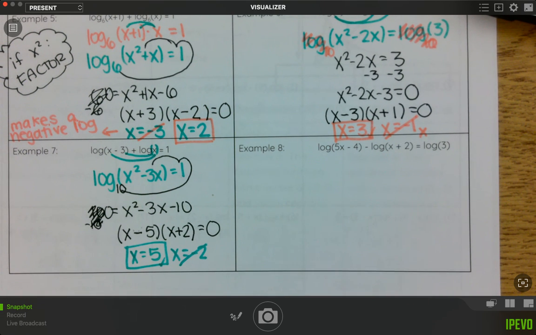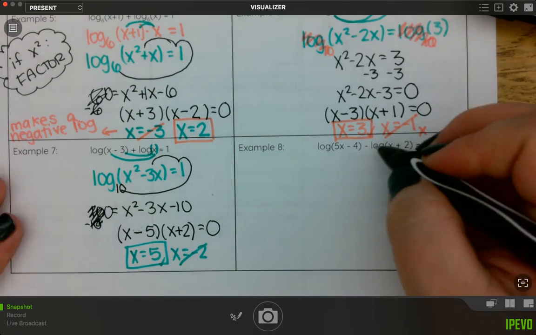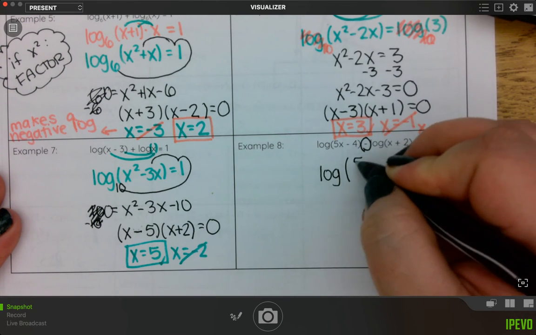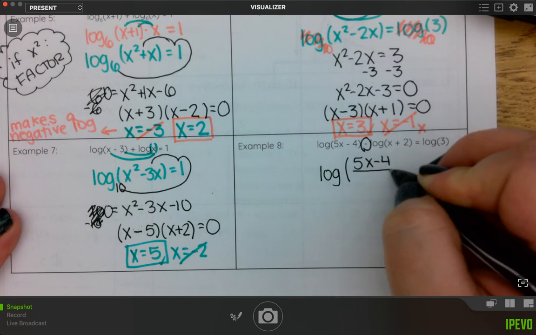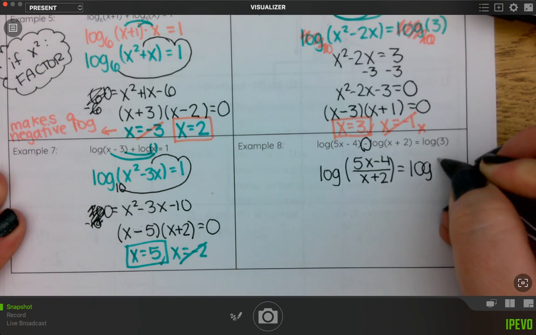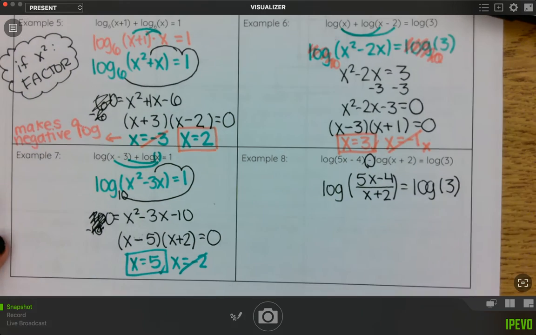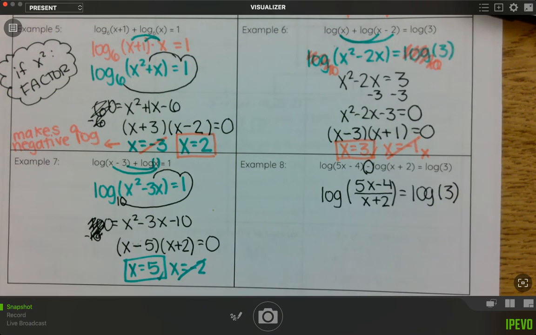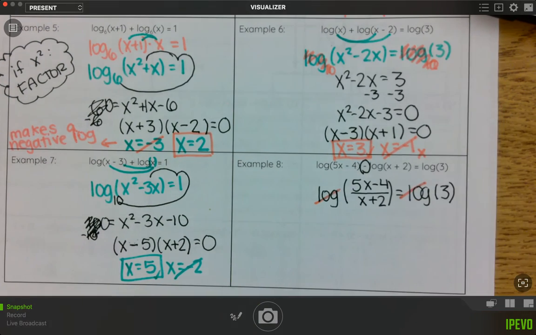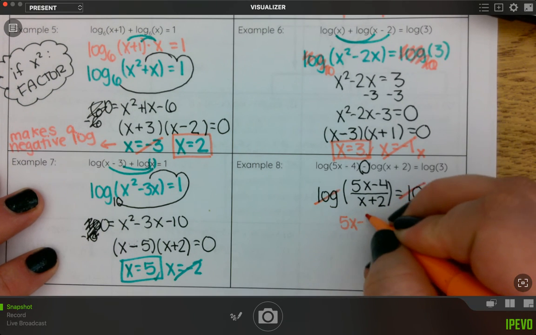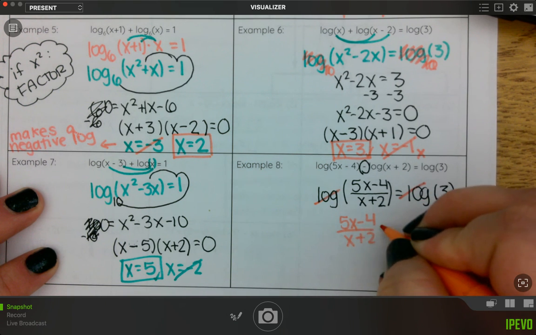And then we have one last example which has some division because these logs are being subtracted. So when I go to put them together, I have to divide the first one by the second one. And this looks a little funky at first. Before you completely freak out, let me just tell you, I actually think that example 8 is easier than any of these last 3. So we now have the same log on both sides. That's fine, we cross them off. And we have 5x minus 4 over x plus 2 equals 3.